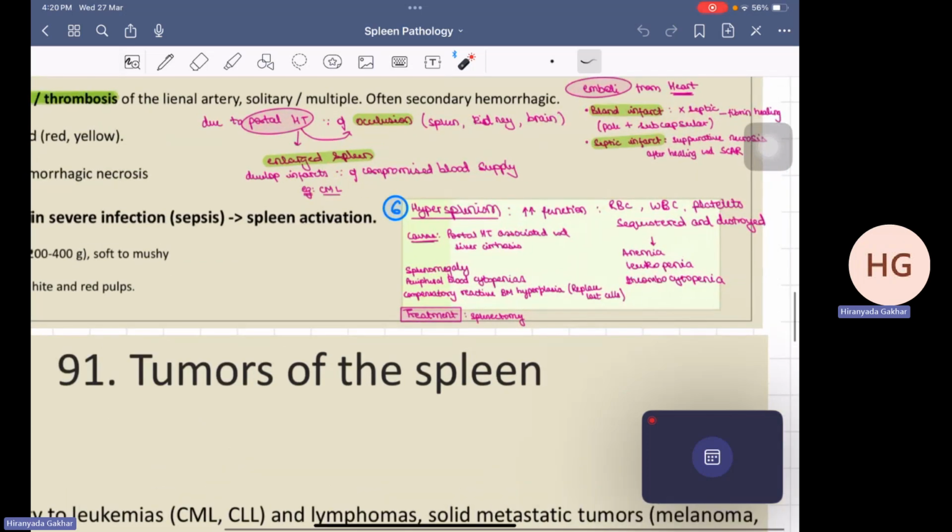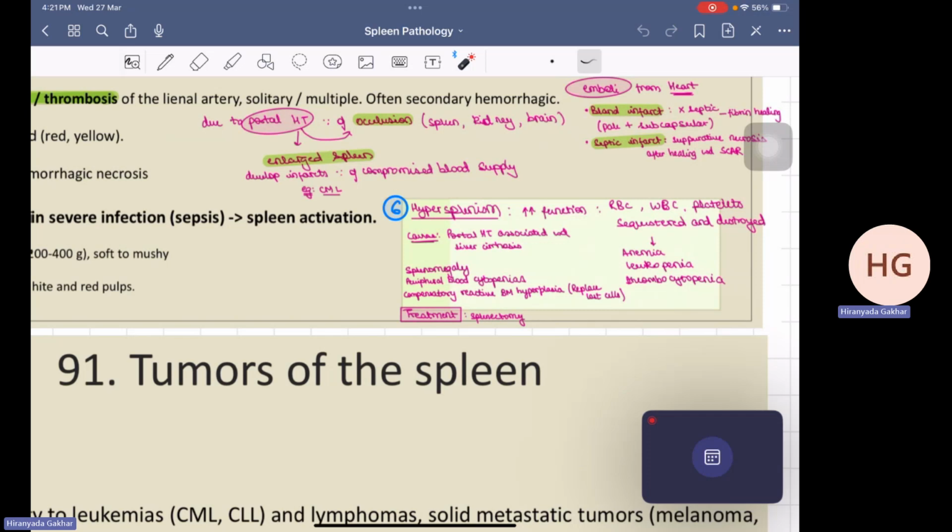The last and the sixth point for non-neoplastic disorders of the spleen is hypersplenism. Before I discuss this further, you must note that there is a difference between splenomegaly and hypersplenism. Hypersplenism is an increase in the function, whereas splenomegaly is an increase in the size. So a patient with hypersplenism will usually have splenomegaly, but a patient with splenomegaly might not necessarily have hypersplenism.